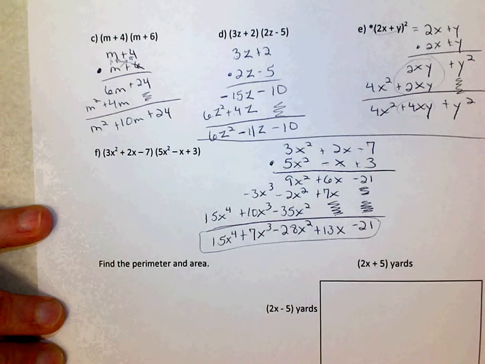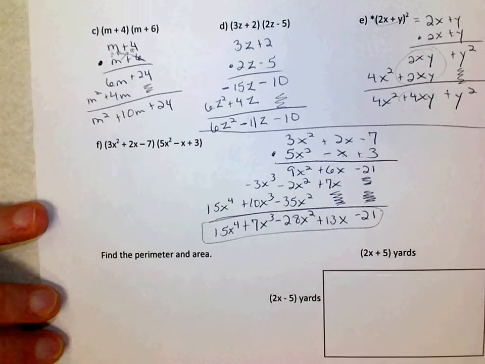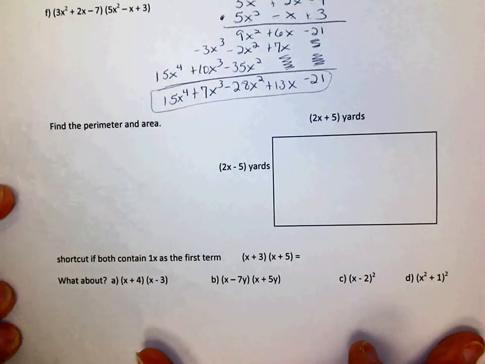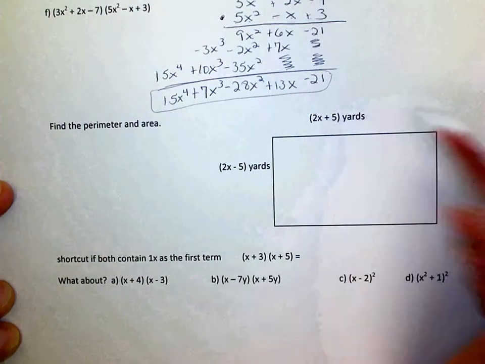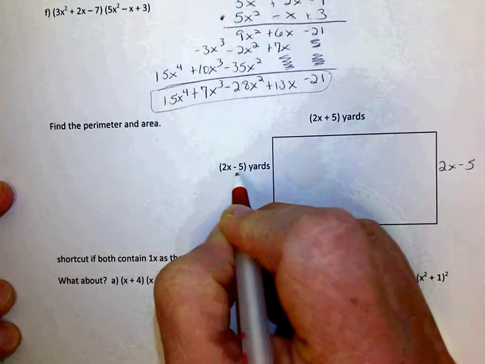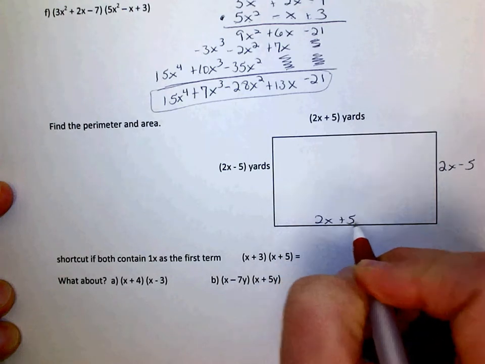But is it hard? Not so much, but it's a lot to keep together. That's what's hard, is that there's so much to keep together on this problem. Now your perimeter on this is nice. This is 2x minus 5 because this one is, and this is 2x plus 5 because that one is.